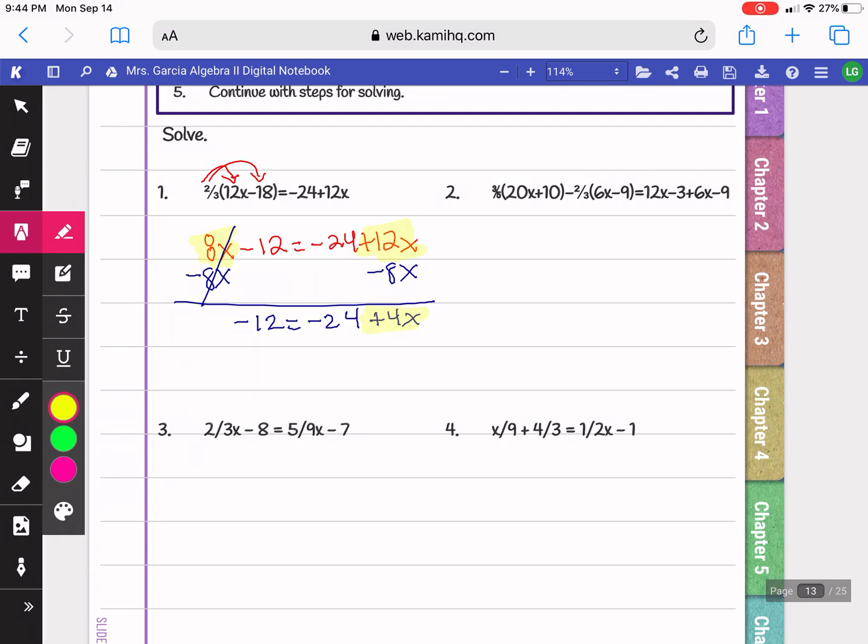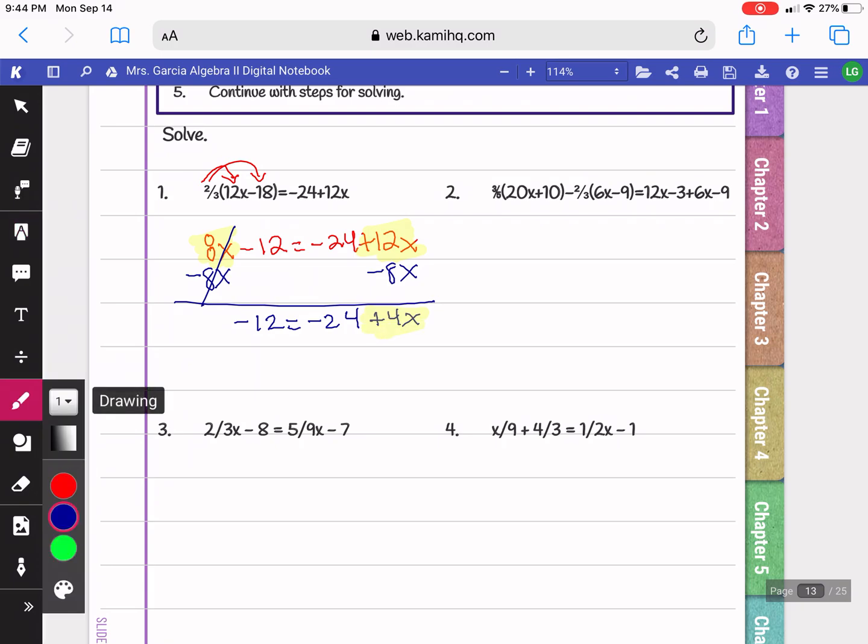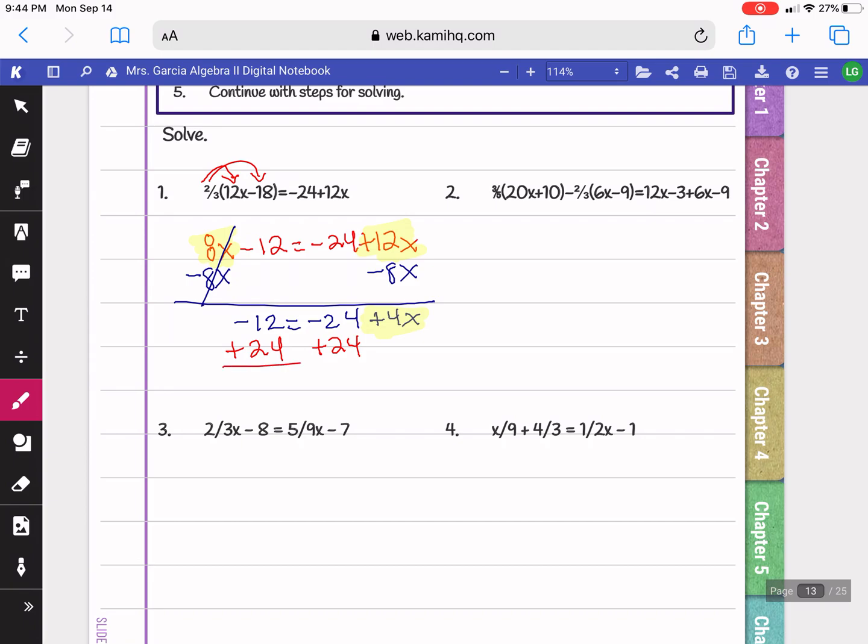So here the x is stuck to the 4. That means I need to get rid of that negative 24. So the opposite would be to do positive or plus 24. Negative 12 plus 24 is 12. So I get 12 equals 4x. And here at the very end, they're multiplying 4 times x. The opposite would be to divide by 4. 12 divided by 4 is 3. So the answer for x is 3.